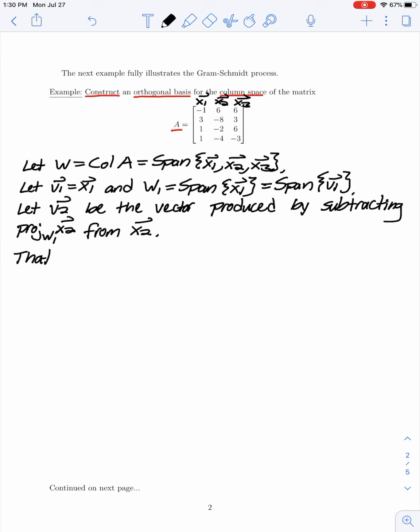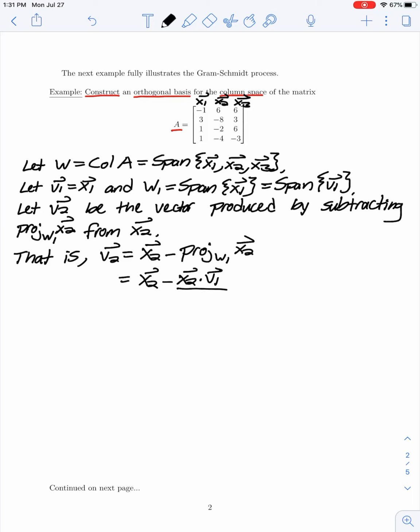So we're going to take v2 as, well, let me save a little room here. It's a relatively long problem. So here we'll say v2 is defined as the vector x2 minus the projection of x2 onto the subspace W1. Now W1 was spanned by the vector x1, which is equal to the vector v1. So that projection is defined as the dot product of x2 with the vector v1, which spans W1, divided by the dot product of v1 with itself, times the vector v1.